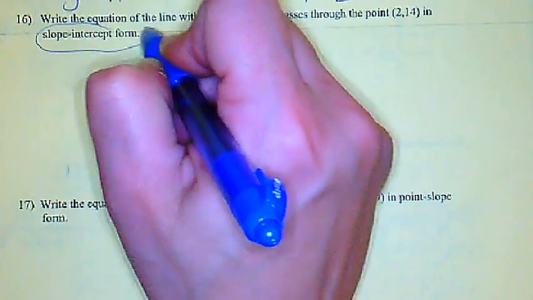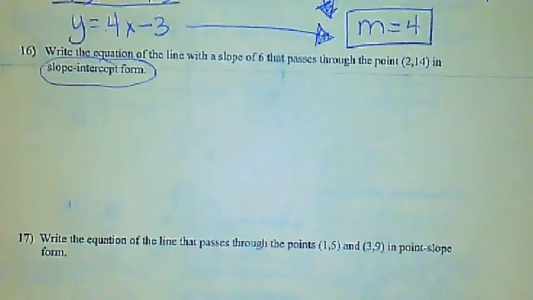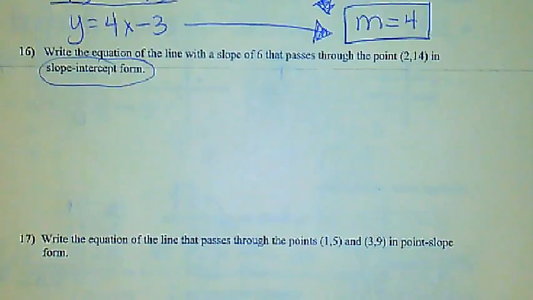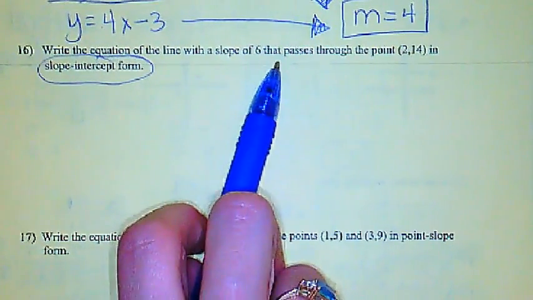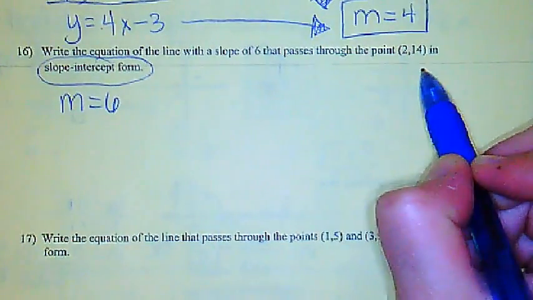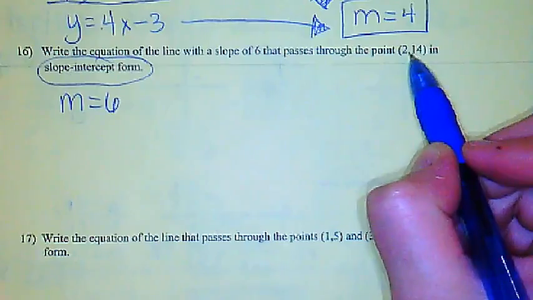All right, 16, we want slope-intercept form. Every time I see that they want a specific one, I always circle it to make sure we do it that way. So write the equation of a line with a slope 6. So m equals 6, and it passes through the point (2, 14).